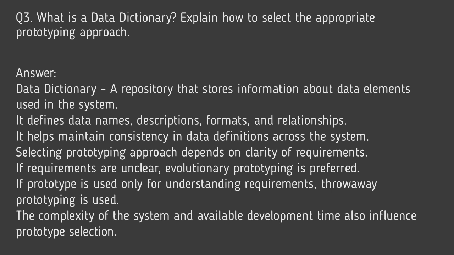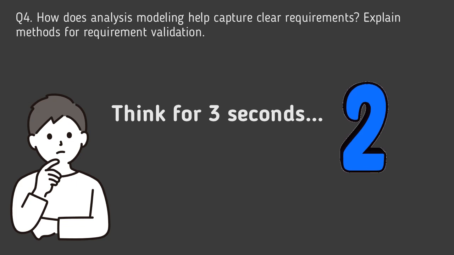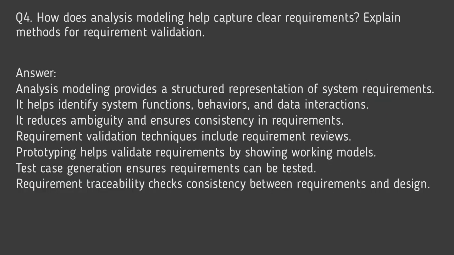Prototyping approaches are selected based on requirement clarity, system complexity, and project goals. Analysis modeling represents system requirements clearly and consistently. Requirement validation methods include reviews, prototyping, test case generation, and traceability analysis.